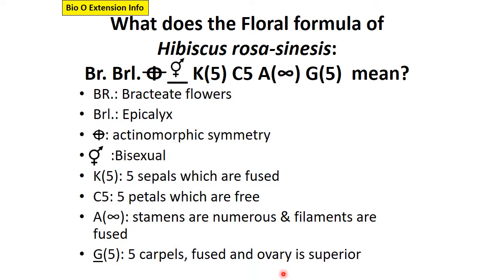Superior or inferior: actually the ovary is superior, so generally we underline the G here to represent that this is a superior ovary. If the ovary is inferior, the line will be on top of the G. So that is how we know whether it is superior or inferior.